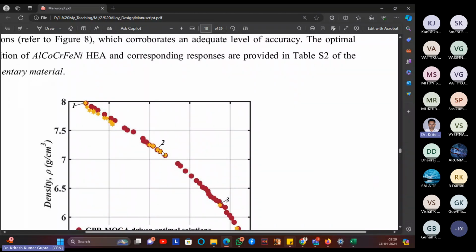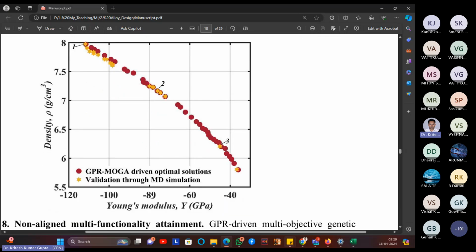And we want to make a prediction for this region, and we want to see what are the different features which are influencing the prediction in this region, because this is the region of our interest. We would like to have the samples from this region because this will have sufficiently high Young's modulus at a relatively lower density, right?